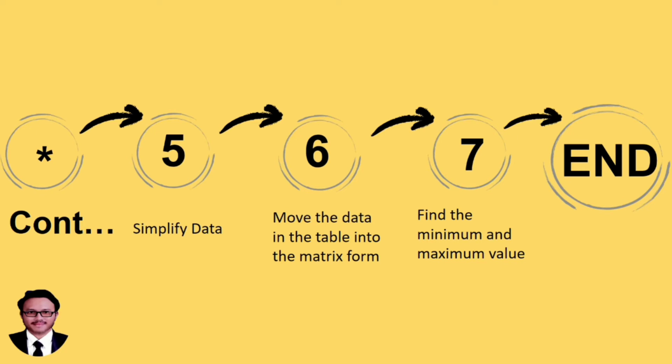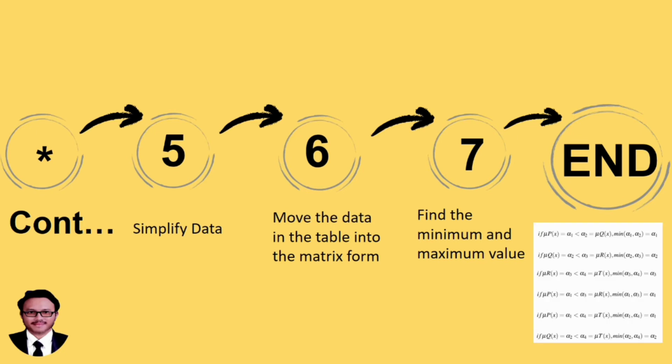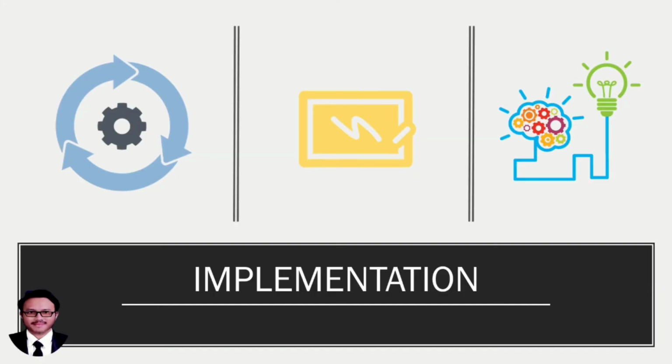The fifth step is simplify data. Next is move the data in the table to the matrix form. And the last step is find the minimum and the maximum value.